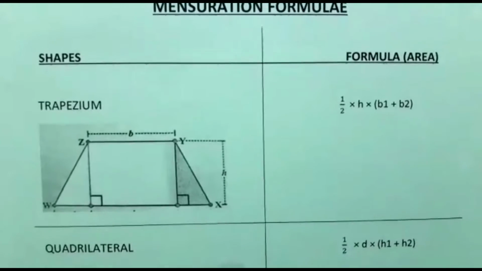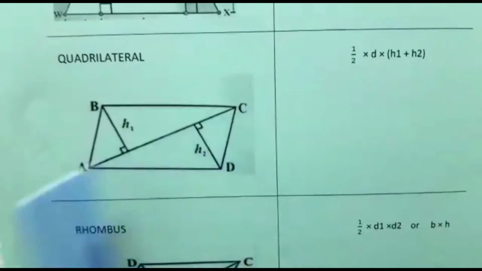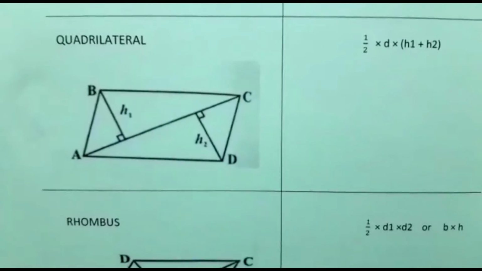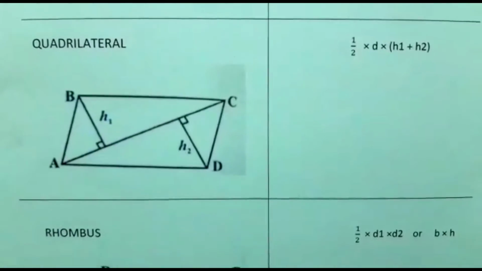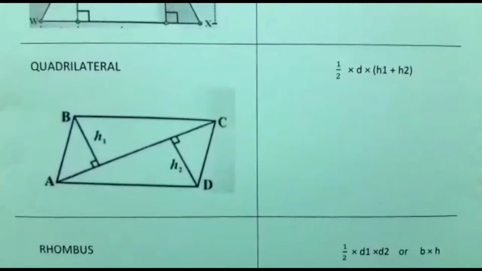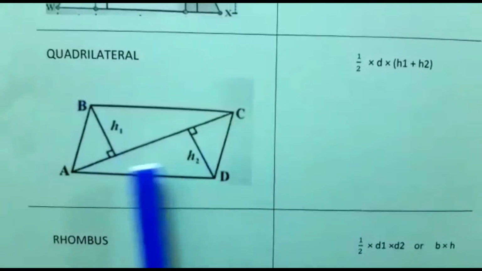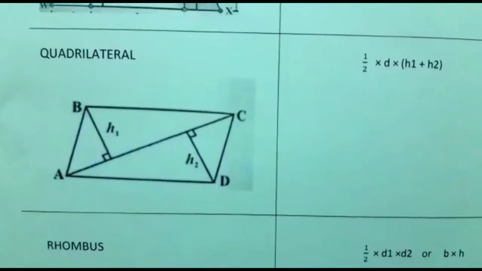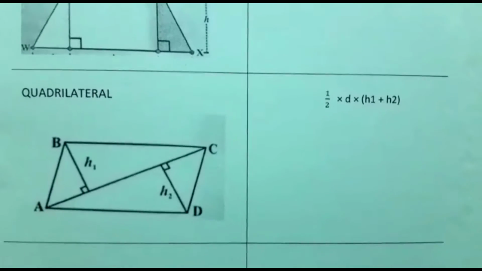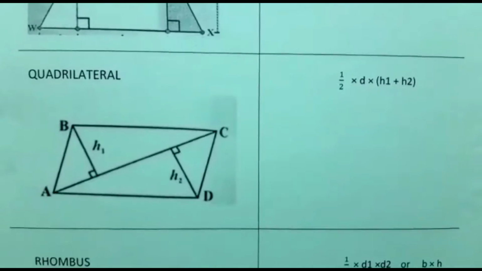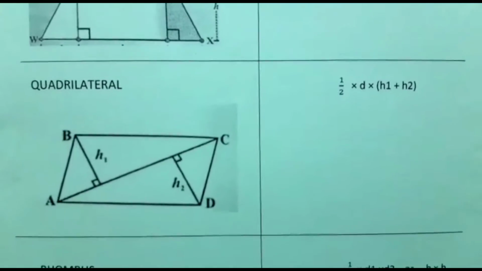Next is the area of a quadrilateral. Quadrilateral means a four-sided figure. We can draw a diagonal, and it is divided into two triangles. There are perpendicular heights h1 and h2. If you take the areas of the two triangles, half into b into h, and simplify, you will get half into diagonal multiplied by h1 plus h2. h1 and h2 are the perpendicular heights from the opposite vertices to the diagonal. So the area of the quadrilateral is half into d into h1 plus h2.